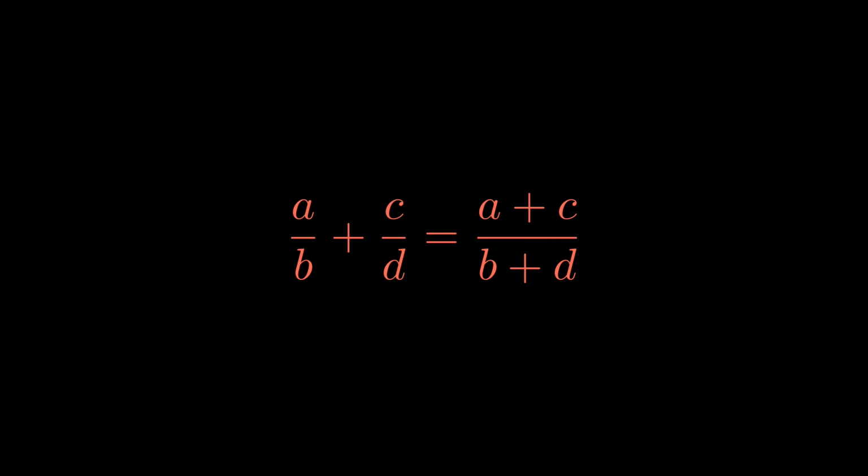What is this even doing to the fractions? Is it useful? Is it even coherent? It turns out this is actually a thing, and it's called a mediant. The mediant of these two fractions is obtained by just adding the numerators and adding the denominators.